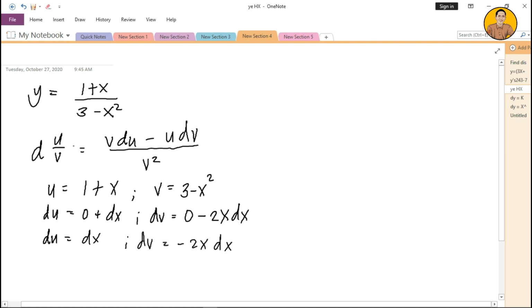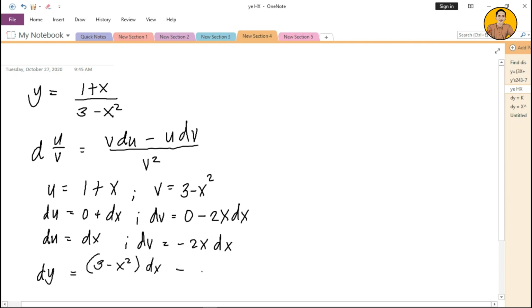Then we apply this formula. So the differential of y equals, so v natin, just copy that, v is 3 minus, substitute na lang, 3 minus x squared times the quantity du. So the differential of u is just equal to dx.